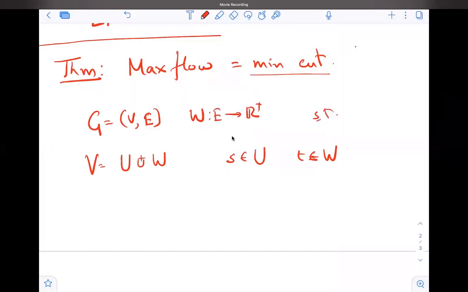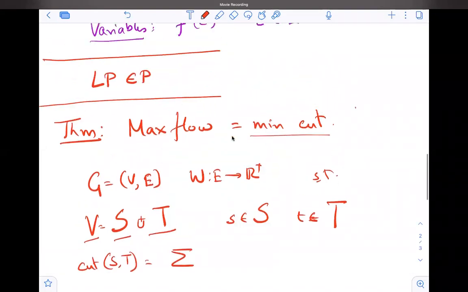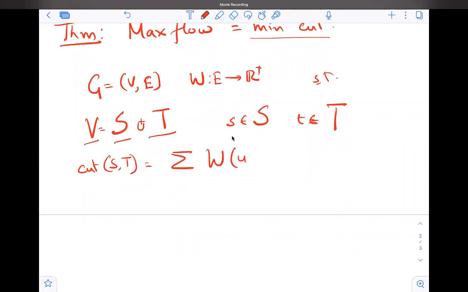So for a particular partition of the vertex set into two disjoint sets, W is a very bad option, I've used W twice. Maybe I should use something else. Okay, say S and T such that small s is in S, small t is in T, then the cut of S, T, what is this? This is the sum of the weights of all the edges such that u is in the set S and v is in the set T.